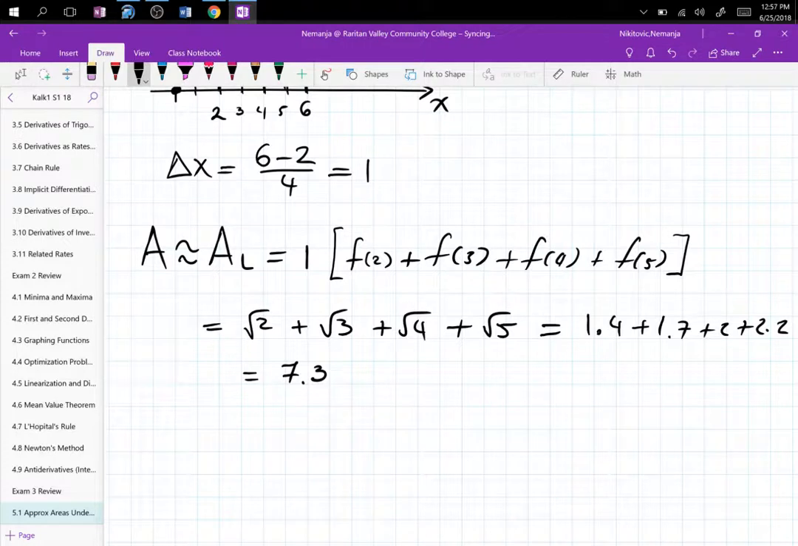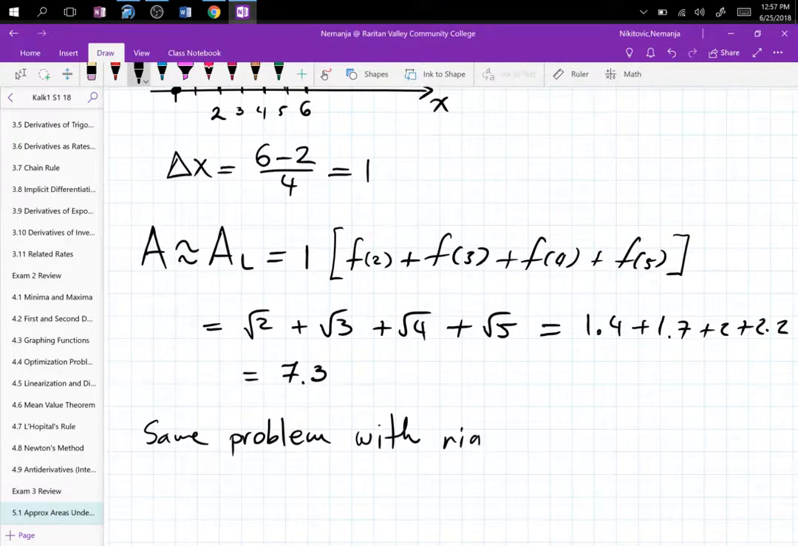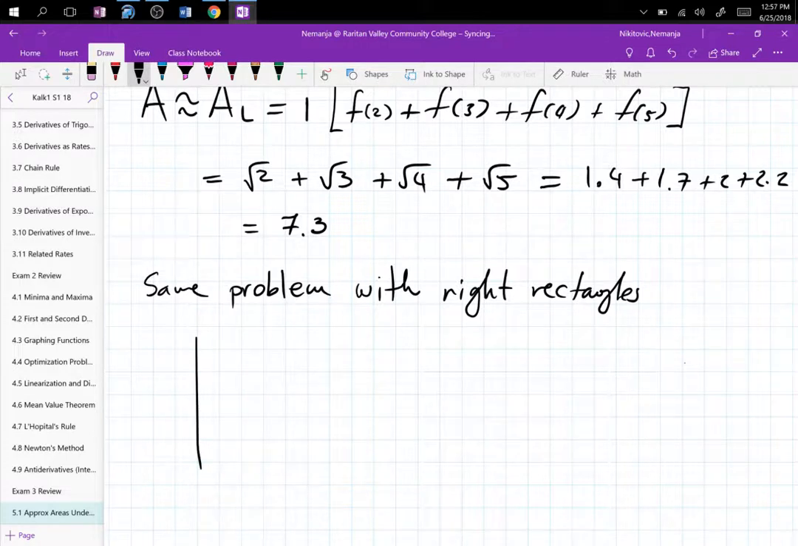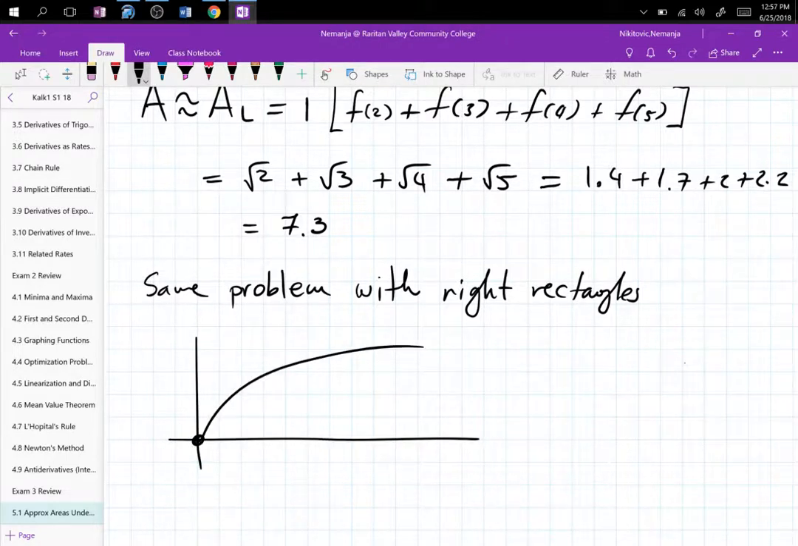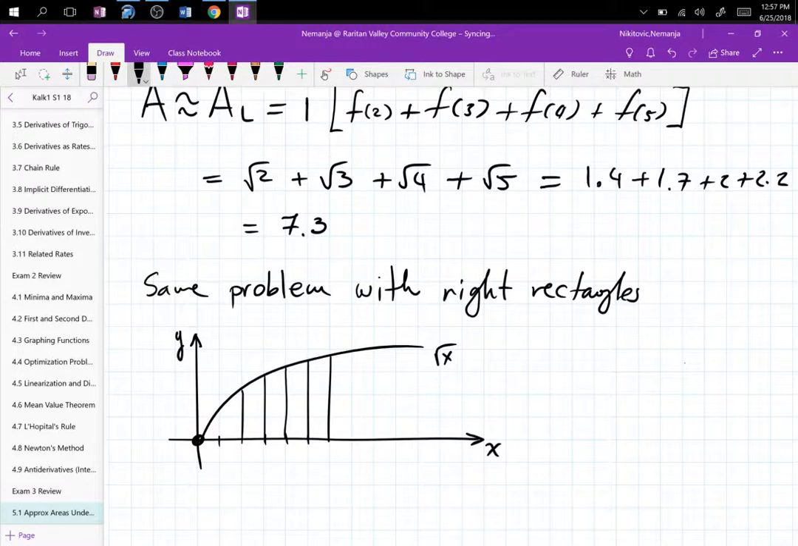Well, you know what? Same problem with right rectangles. So I'm going to draw again. 1, 2, 3, 4, 5, 6. So this is our square root of x function, our x-axis, our y-axis. And now we are going to use right rectangles at 2, 3, 4, 5, and 6. Now, right rectangle means it has to touch the right-hand side, so it's going to go this way. And as you can see, now the area will be bigger than the actual area.